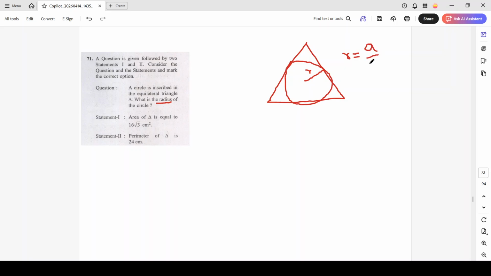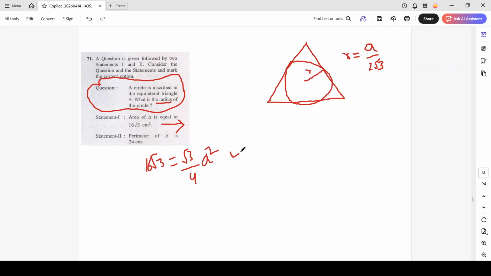So from here, we have no hint given in the question itself to find the radius. So we can't find the answer without using the statements. So let's move on to the first statement. The area of the triangle is 16 root 3. Area is given as 16 root 3. That means 16 root 3 is equal to what? If we consider the side as a, that is root 3 by 4 a square. So from here we can easily find a. That means statement 1 alone can answer this question.